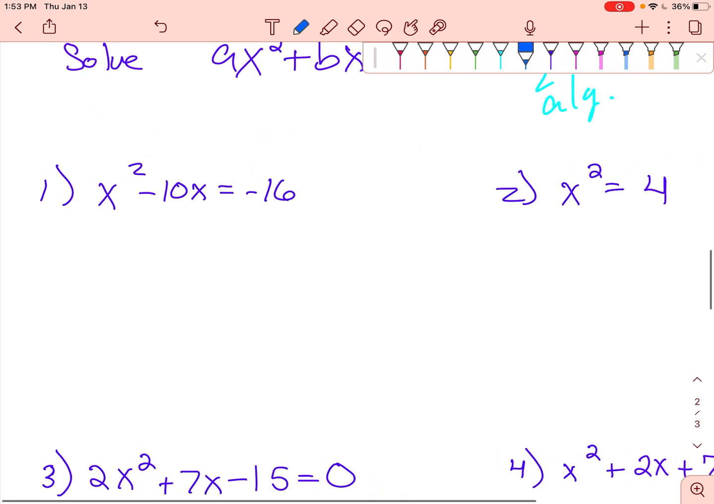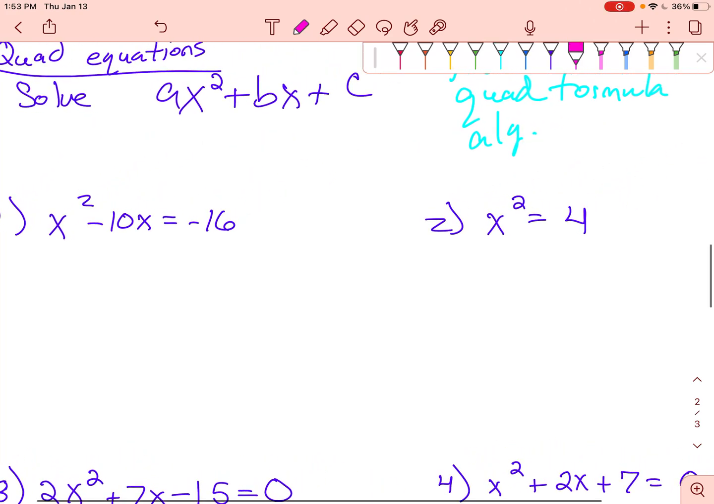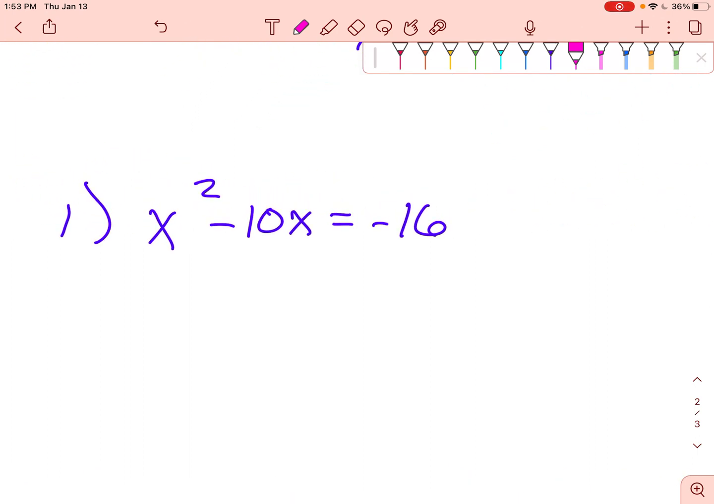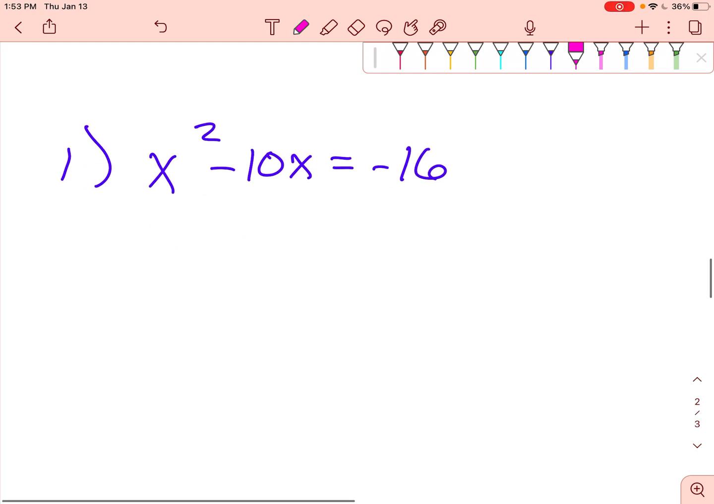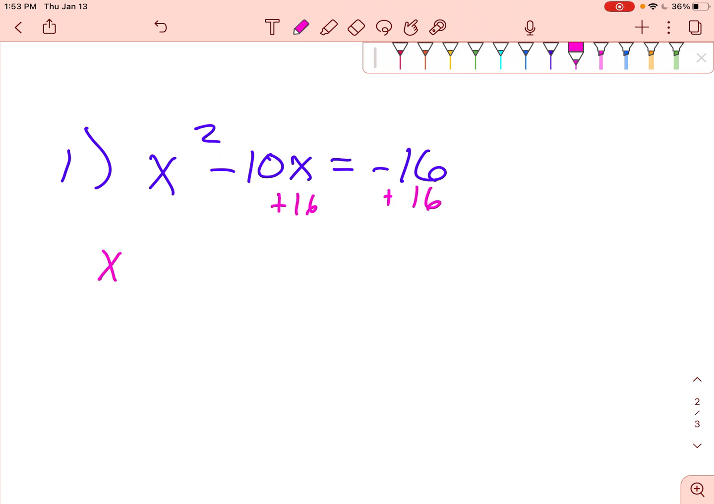So if I wanted to try and solve number 1 algebraically, I couldn't, and that's because I have an x value. If I wanted to solve number 2 algebraically, I could, because there's no x value by itself. Okay? So I'm going to solve number 1 either with the quadratic formula or factoring. And in order to use the quadratic formula or factoring, I first have to make this equal to 0. So I'm going to bring this 16 over, and now we have x squared minus 10x plus 16 is equal to 0.